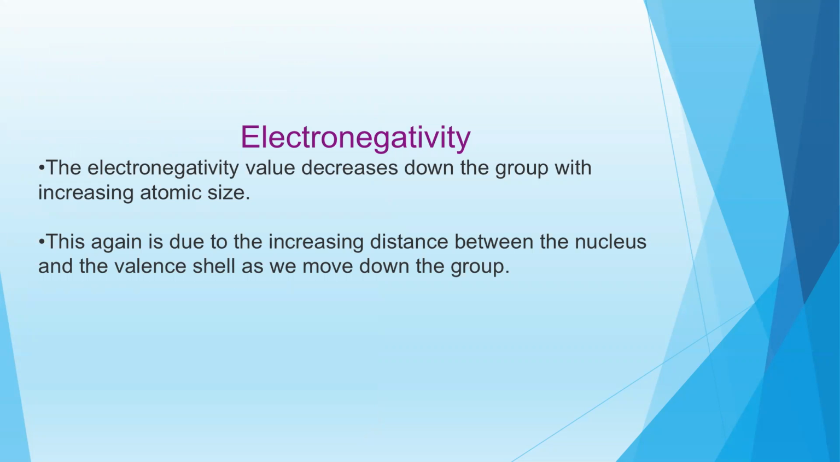Electronegativity. The electronegativity value decreases down the group with the increase in atomic size. Electronegativity is defined as the tendency of an element to attract the shared pair of electrons towards itself. So the more the attraction power, the more is the electronegativity. This decrease is due to the increasing distance between the nucleus and the valence shell as we move down the group.